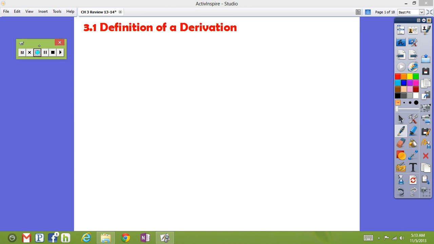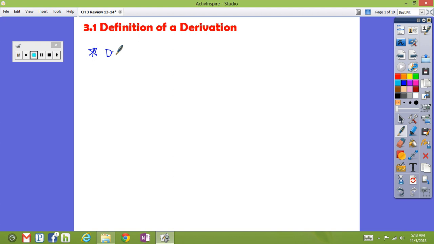I'm going to review for you the definition of a derivative. It's also known as a difference quotient. All right. There are two that you've learned and really used.